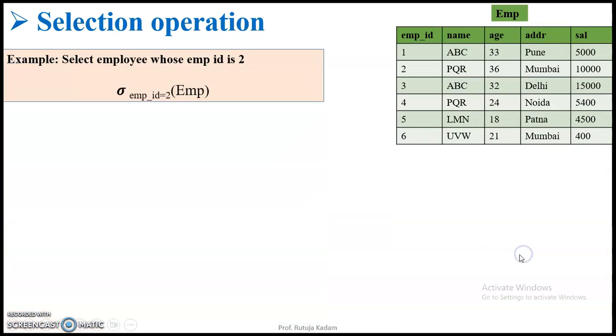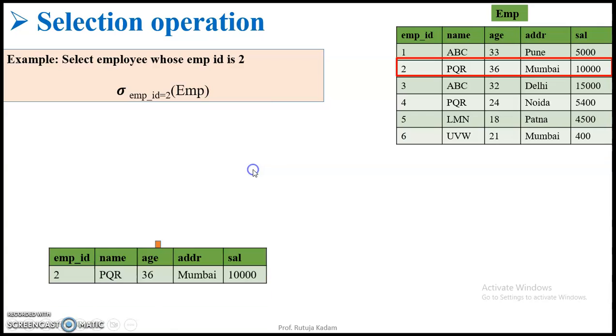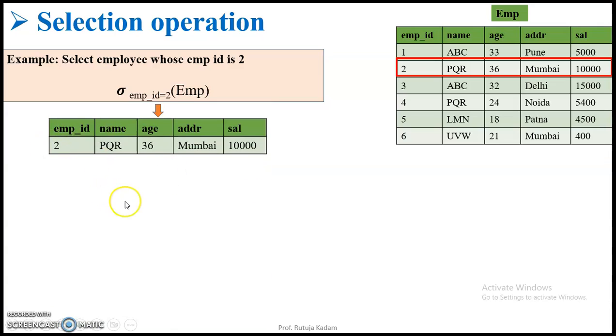Now we will just see one more example wherein I have to select the employees whose employee ID is 2. So here I will write sigma, the condition is employee ID is equal to 2, and the relation name is EMP. So it selects this record and will output the same.